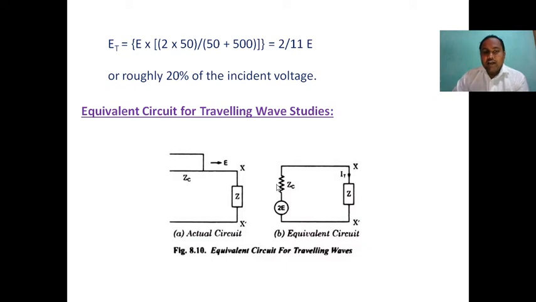If you draw the equivalent circuit, you must know Thevenin's theorem. So, what is Thevenin's theorem? How can you find out the Thevenin's voltage and Thevenin's current? The load current IL is equal to V Thevenin by R Thevenin plus RL. So how can you find out the Thevenin's voltage? Thevenin's voltage is the open circuit voltage.